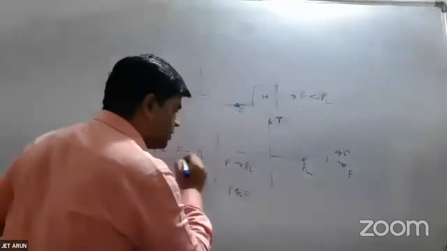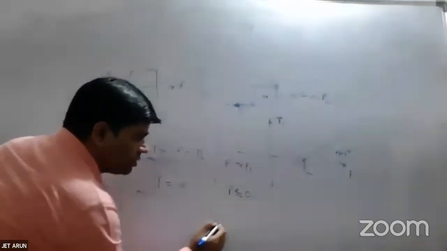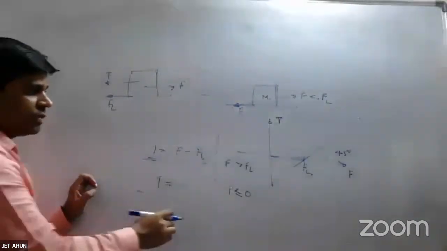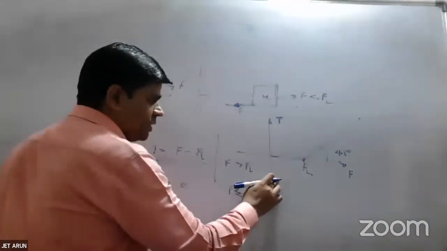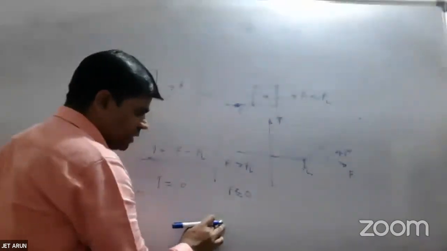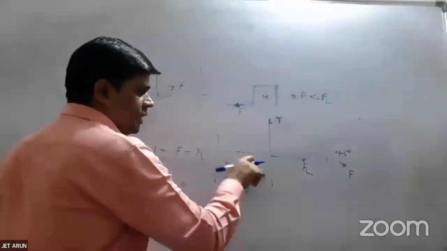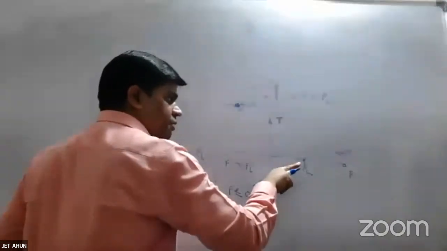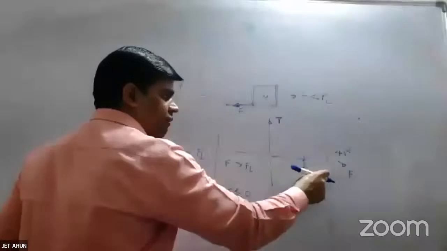Alright. So I cannot draw the equation like this. This is mathematically correct but physically wrong, because tension here is not negative. Negative tension in the string doesn't make sense. So tension is 0 till FL. After that it varies like this as F minus FL.